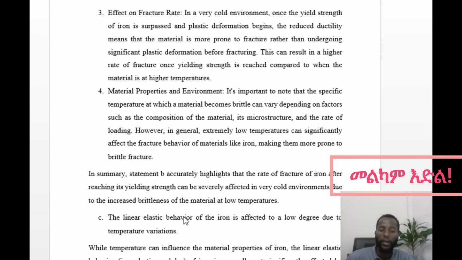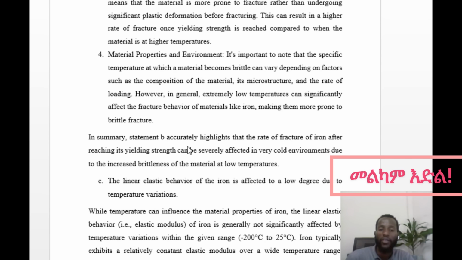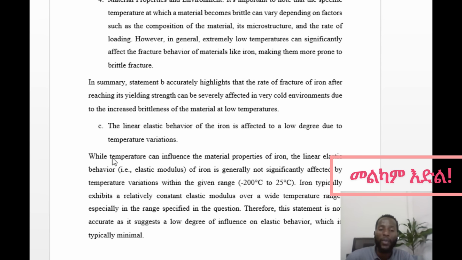Therefore, in summary, statement B accurately highlights that the rate of fracture of iron after reaching its yield strength can be severely affected in a very cold environment due to the increased brittleness of the material at low temperature. And when I go to C, the linear elastic behavior of the iron is affected to a low degree due to temperature variation.